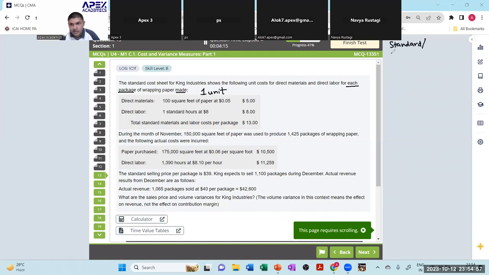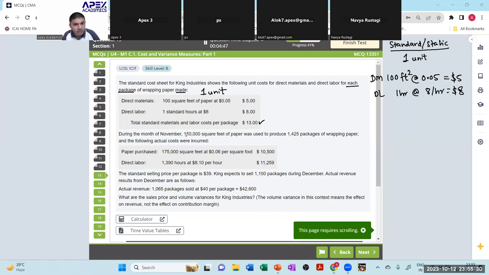ये standard है, or you can say static है. For how many units? 1 unit. 1 unit needs 100 square feet at the rate of 0.05 and it costs them $5. Yes or no? This is direct material. Direct labor, 1 standard hour at the rate of $8 per hour and it costs them $8. Understood? Total standard materials and labor is 13, which is perfect.